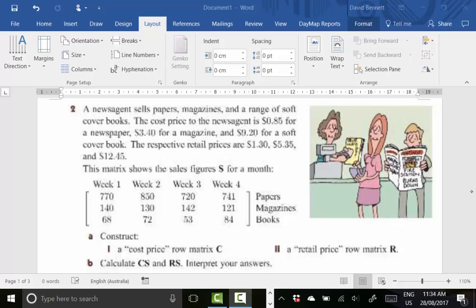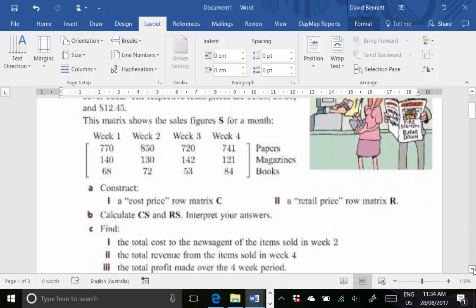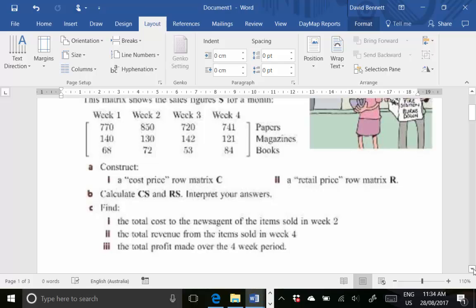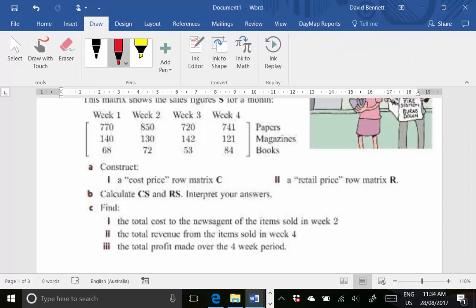Now because we've got papers, magazines, books down as the column, we need to make sure that they're rows, and it's even told us that we need to construct a row matrix. So what I'm going to do here is actually do that. Using the information, our cost matrix we're going to call C. That's the cost that it costs the retailer to buy those things.